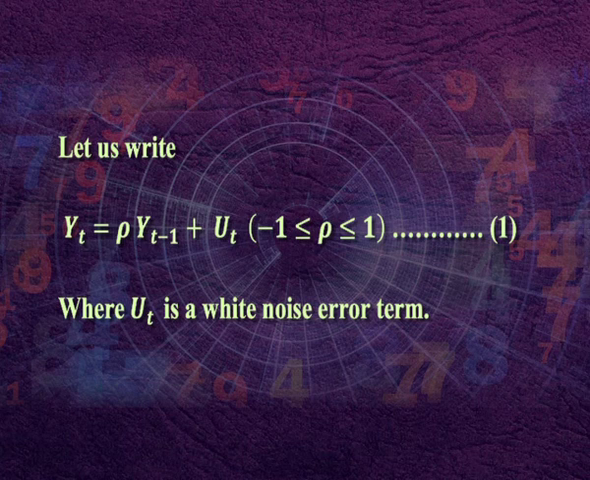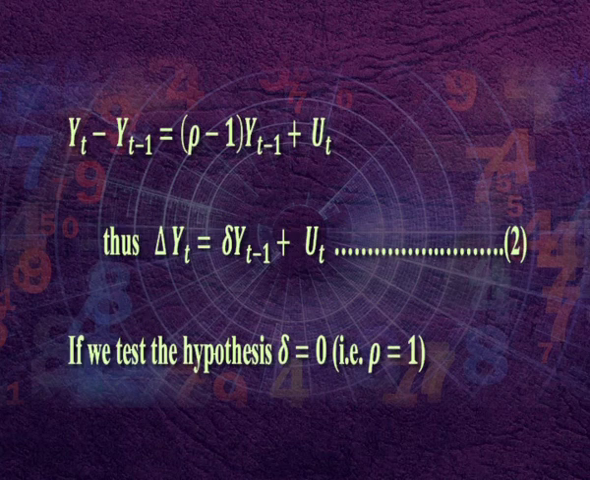If rho equal to 1, equation 1 is a random walk model without drift and it is a non-stationary stochastic process. From equation 1 above, we write Yt minus Yt minus 1 equal to (rho minus 1) Yt minus 1 plus Ut. Thus, delta Yt equal to delta Yt minus 1 plus Ut. We denote it as equation number 2. If we test the hypothesis delta equal to 0, that means rho equal to 1, we have a unit root and hence the time series is non-stationary.